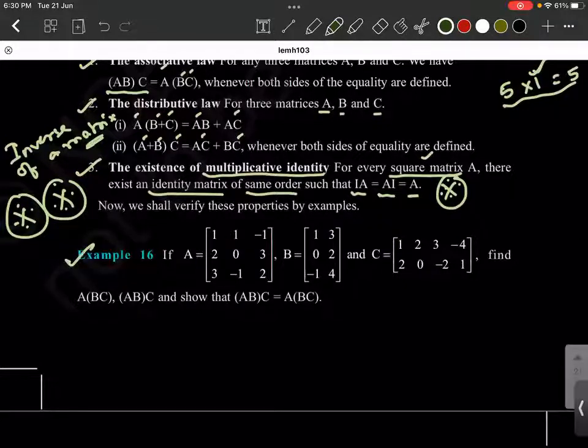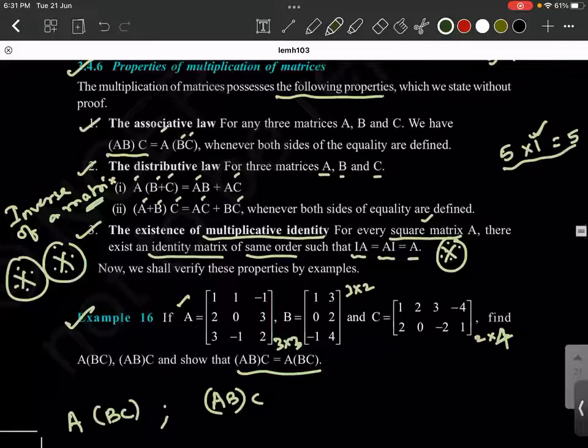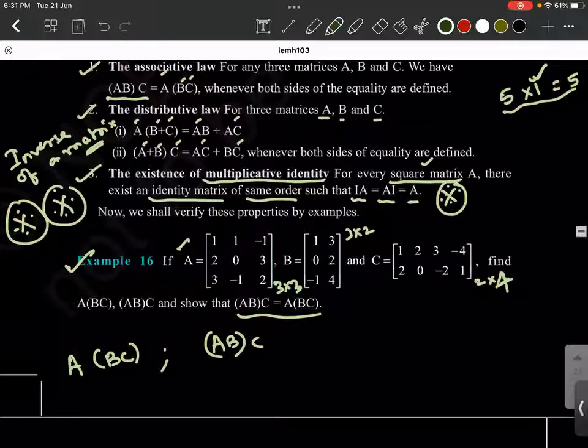So find out these values. Now they are asking us to verify the properties. A is a matrix of order 3 cross 3, B is a matrix of order 3 cross 2, and C is a matrix of order 2 cross 4. Then find out A into BC, then find out AB into C, and show that they both are the same. This is the associative property. Here, with the help of an example, we are trying to prove the associative property. Do it fast.